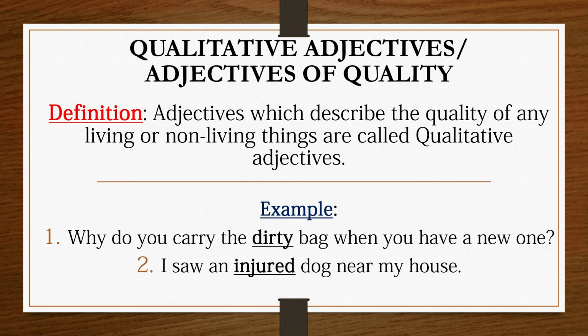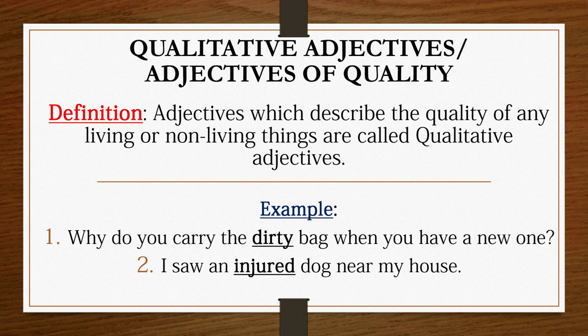Qualitative adjectives or adjectives of quality. These adjectives describe the quality of any living or non-living things, and these are called as the qualitative adjectives. And what do these do? They answer the question what kind. So here example is there, why do you carry the dirty bag? So how is the bag? What kind of bag it is? A dirty bag.